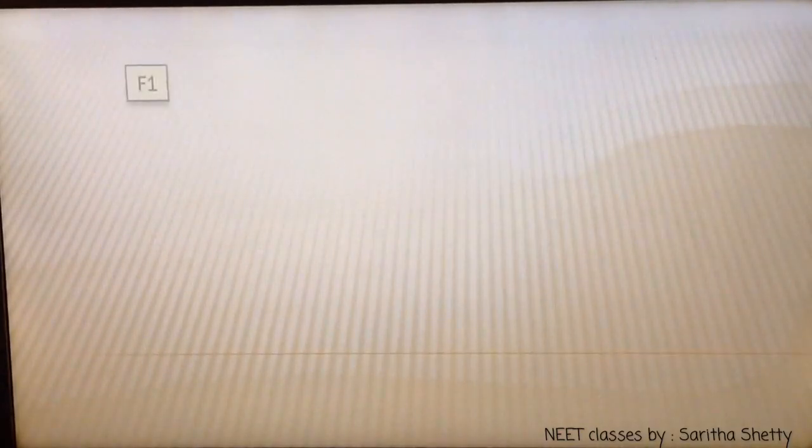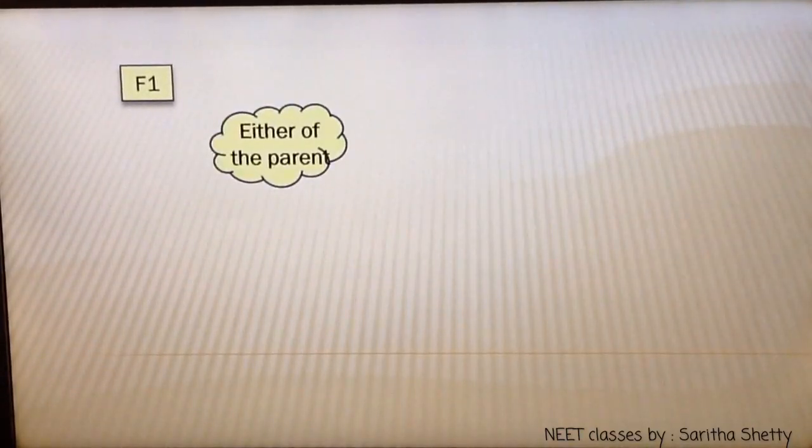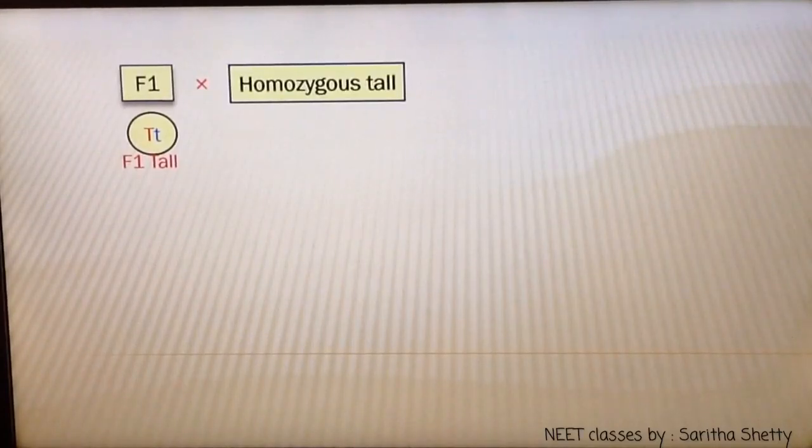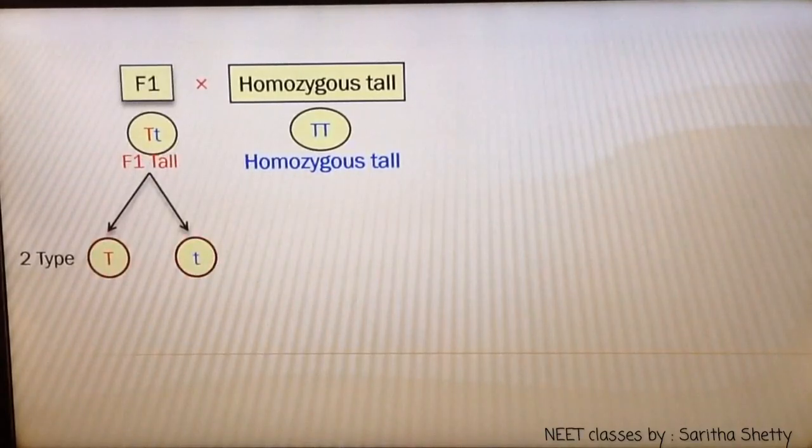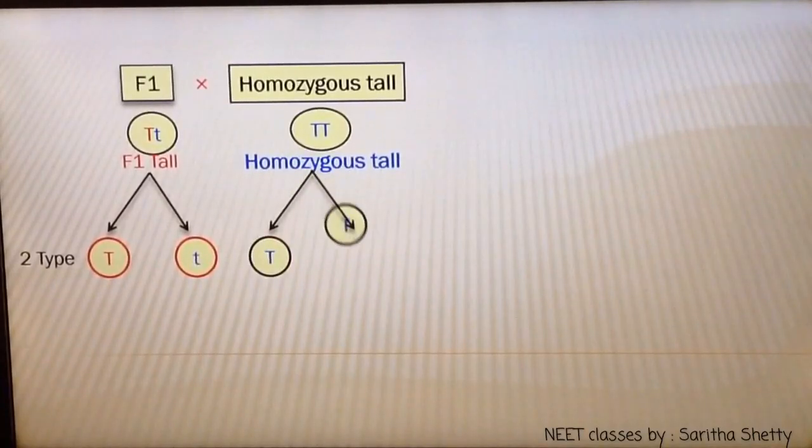A back cross involves an F1 individual crossed with either of the parents. F1, containing the genotype of a dominant allele and a recessive allele for height, is crossed to begin with a homozygous tall containing both dominant alleles, T. The F1 individual produces two types of gametes, 50% containing T and the other 50% containing small t, whereas a homozygous tall produces all gametes containing the dominant allele T.